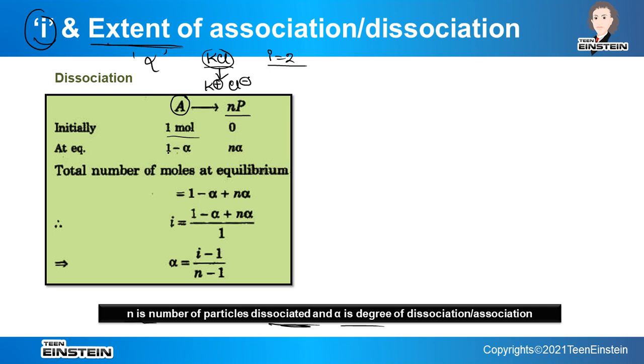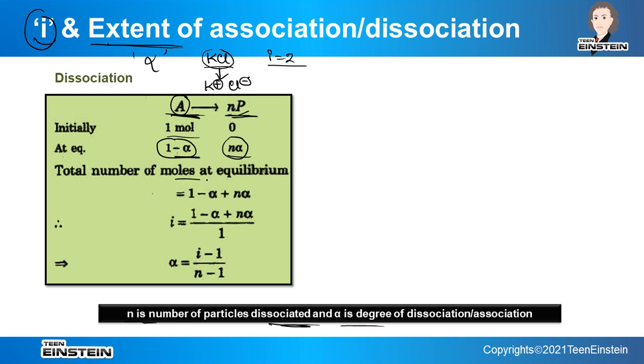And at equilibrium it will be 1 minus alpha, because out of 1 mole only alpha is dissociated. So the undissociated amount is 1 minus alpha. If you are considering x mole, it will be x minus alpha. And from 1 mole of A there is production of n moles of P. That means if alpha is the degree of dissociation, for each alpha there will be n alpha amount of P. So at equilibrium, when alpha amount is dissociated, the rest of the amount of starting material A is 1 minus alpha. Obviously the number of particles for P will be n alpha.